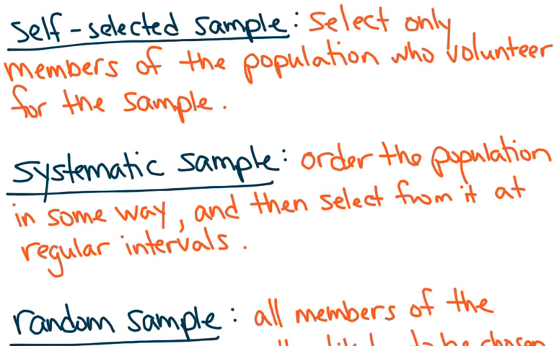A systematic sample, you order the population in some way and then you select from it at regular intervals. For example, let's say you put all the students in the school in alphabetical order and you chose every 20th student to survey. That would be called a systematic sample.